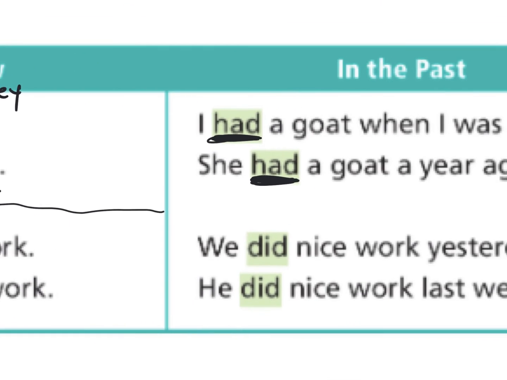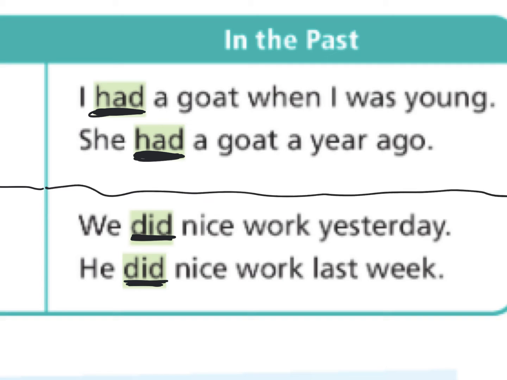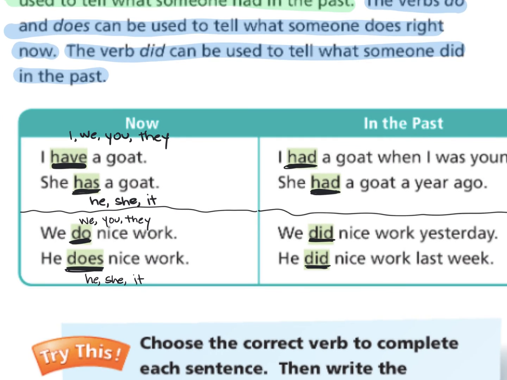Now for the past tense, we say did. We did nice work yesterday. He did nice work last night. Notice how just like for had, we use the same verb for all the pronouns. Did. So in the present, we used do and does, but in the past, did.